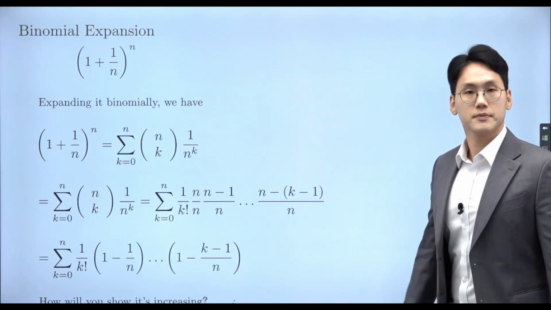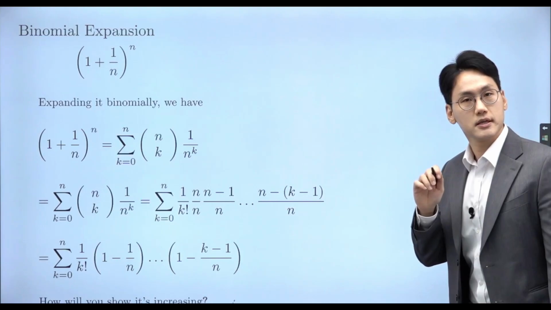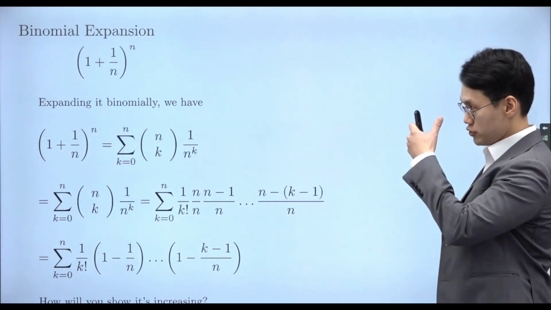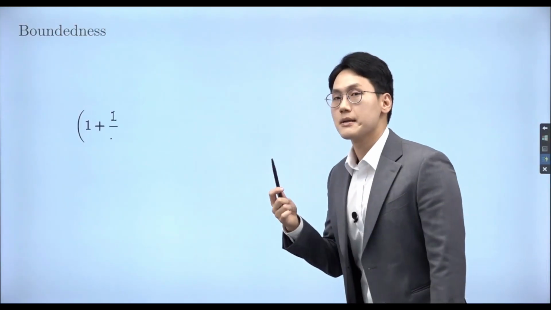Typical way to show it: the sigma with positive terms being added. No problem. Easy peasy, lemon squeezy. So we just proved the increasing. Okay? So that should do. Now let's move on to the boundedness. Let's have a look at whether it is bounded above.